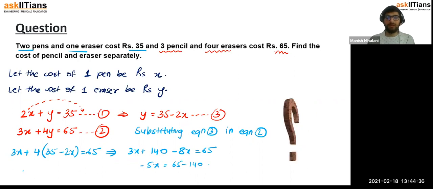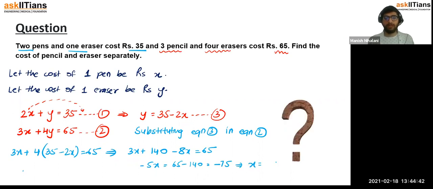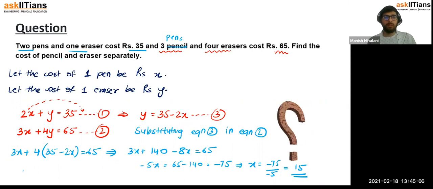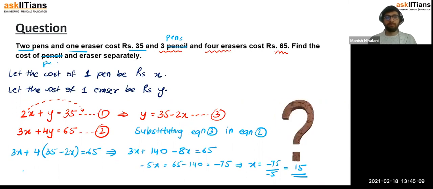So from here we can say that x is equal to minus 75 upon minus 5, which is just 15, right? 5 15s are 75. So we would be able to say that the cost of one pen is rupees 15. Now we could note that here he's talking about pens and this is pencil, so we would make everything pen, right? Cost of one pen. So here x is rupees 15, which means cost of one pen is 15.